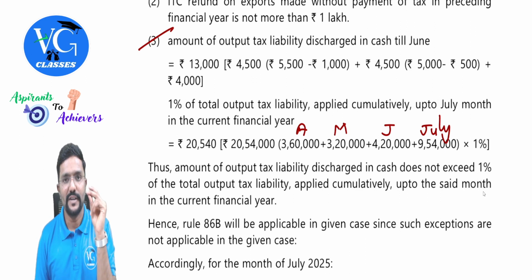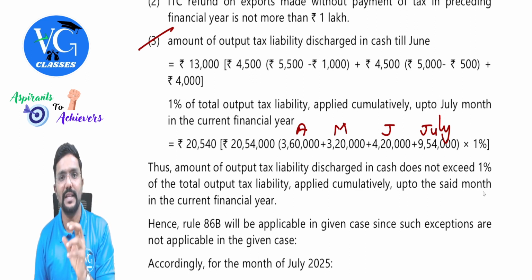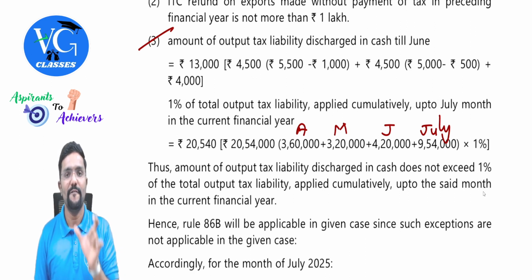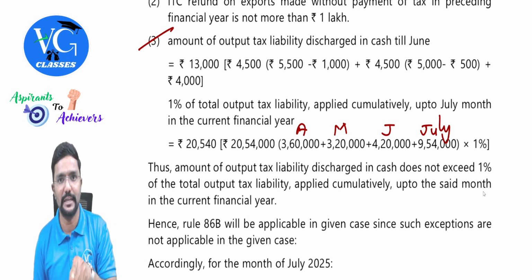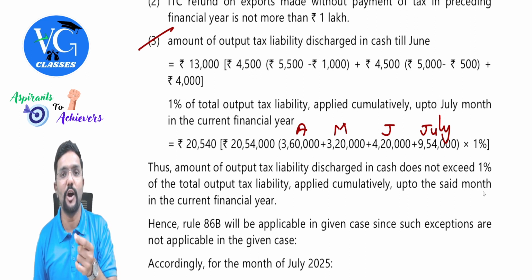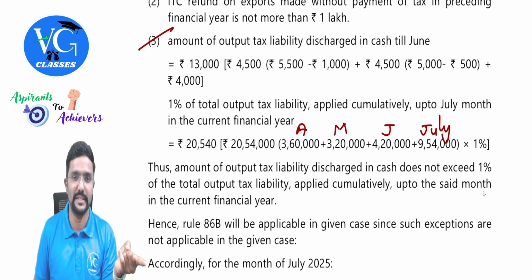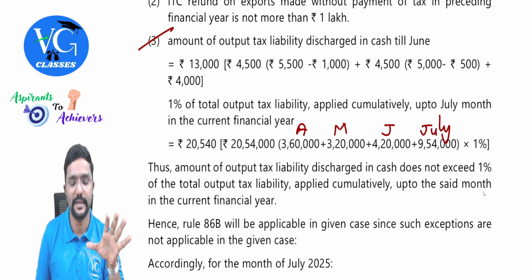Listen here. For checking the cumulative 1%, whether whatever is paid through electronic cash ledger till now is more than 1% or less than 1%: for output tax, we need to take including the current month, from the beginning of the financial year till the current month. Whereas for checking how much money is paid through electronic cash ledger with respect to output tax, we need to take till the end of the preceding month. The current month will not come there.